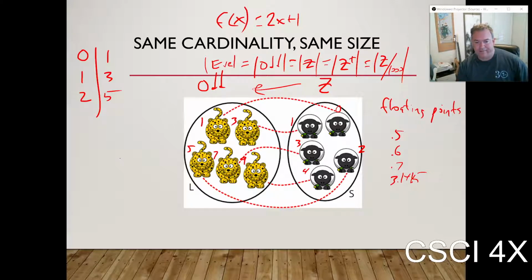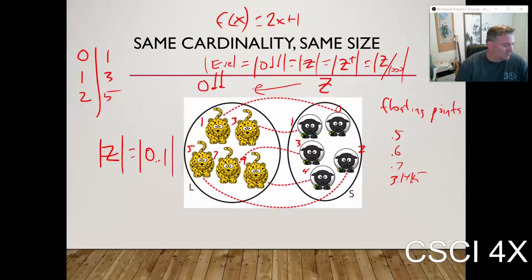So what is bigger? The size of all integers or the size of all numbers between 0 and 1, floating point numbers? So this includes like 0.1, 0.2, 0.3, 0.4, right? Do you think there's more integers or do you think there's more floating point numbers, numbers with decimals, real numbers, between 0 and 1?